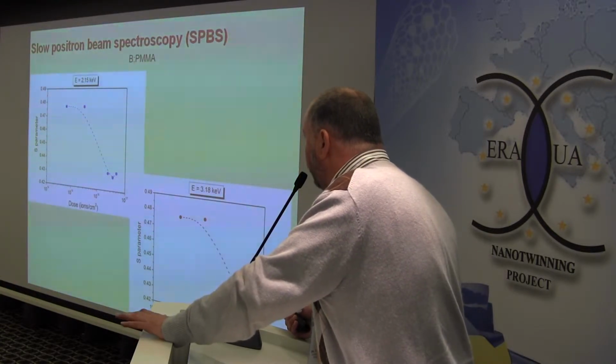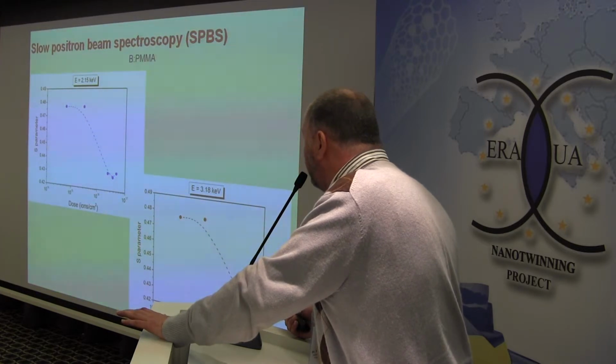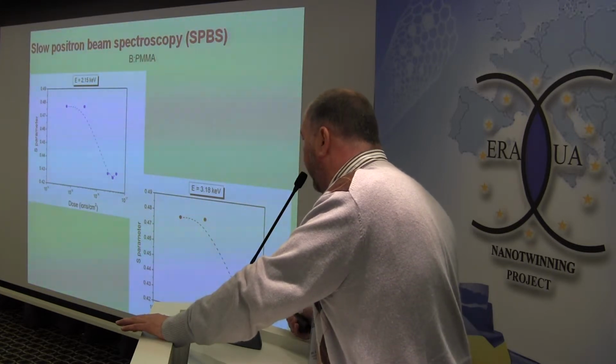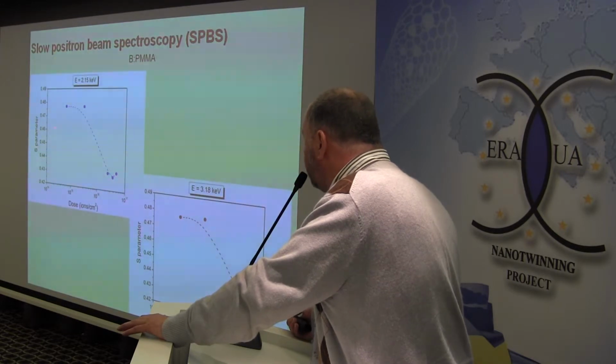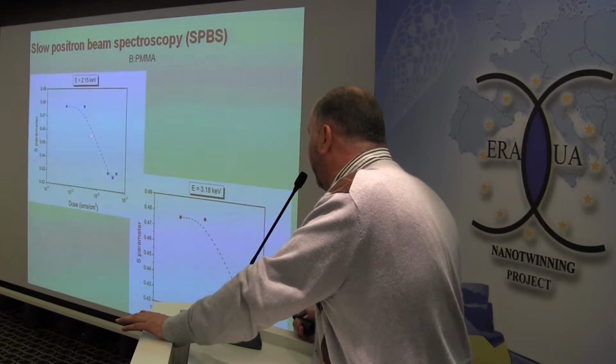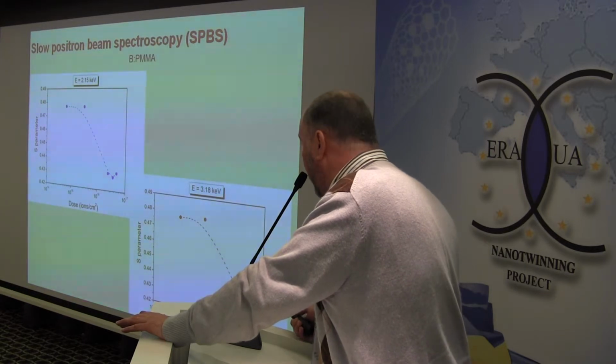We present the S parameter as a function of ion dose at incident energies of 2.15 and 3.18 keV in the damaged region of the polymer. We see that for low ion dose the S parameter is higher, but it significantly decreases with increasing implantation dose. The same holds for 3.18 keV. This is evidence of a carbonization process with increasing ion dose.